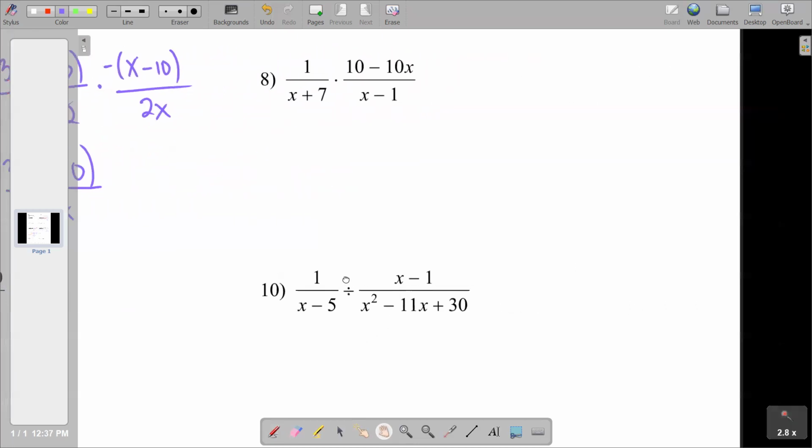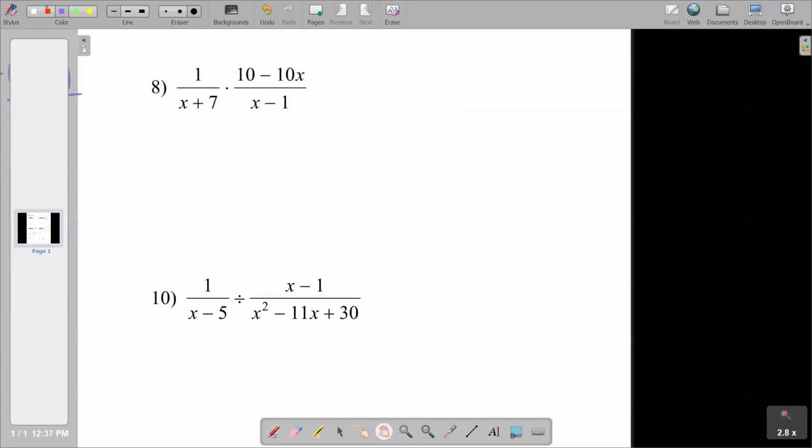Pretty easy, huh? Number 8. This is not a dot flop, so we're just good to go. I'm going to leave it as 1 over x plus 7. I'm not going to flop anything. What does my upper right need to be factored down into? -10 times x minus 1.